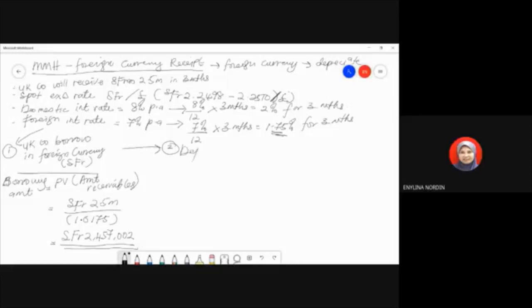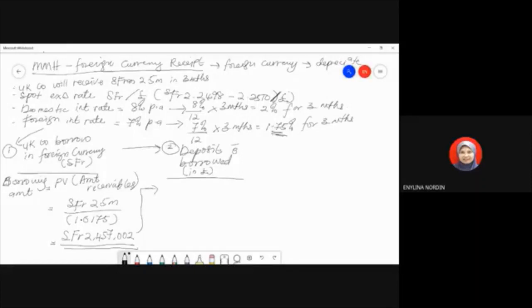So you deposit the borrowed money. Okay, deposit the borrowed money. So the borrowed money is in Swiss franc. Okay, and then the deposit must be in pound. Right, so that is what we meant by borrow in one currency and convert the borrowed money into another currency. Now we want to convert this borrowed money into the pound sterling.